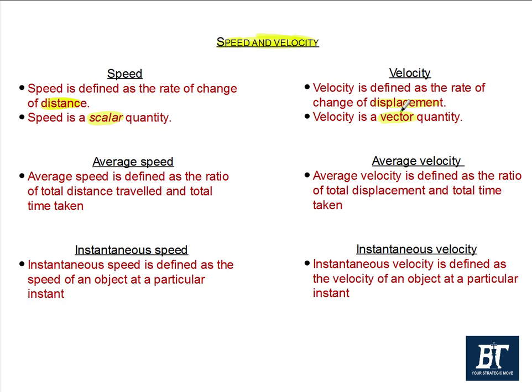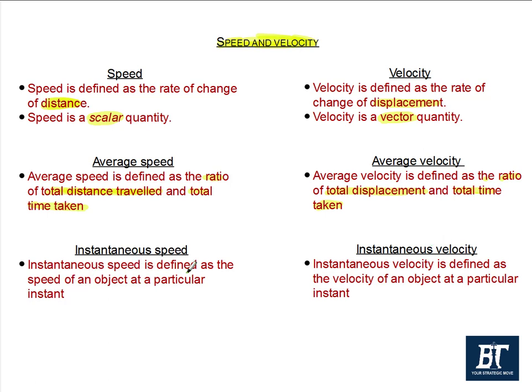Next up is average speed and average velocity. So average speed is defined as the ratio of total distance traveled and total time taken, while the average velocity is defined as the ratio of total displacement and total time taken. We will now discuss the definition of instantaneous speed and instantaneous velocity, and later on we will try to understand the difference between average speed and instantaneous speed, and average velocity and instantaneous velocity.